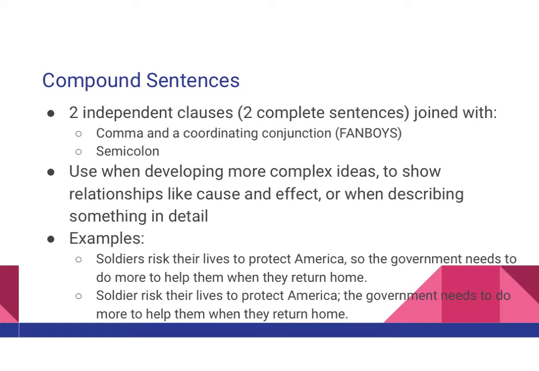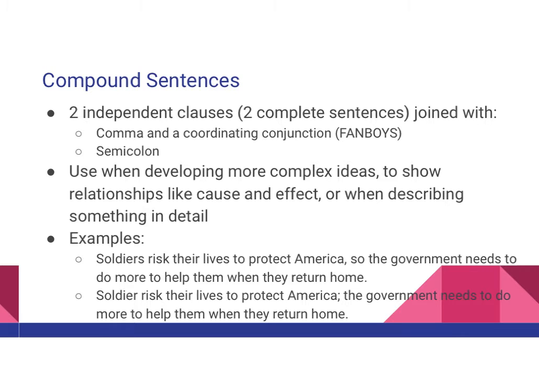So the next type is compound sentences. This is where you're going to have two independent clauses, and an independent clause is a complete sentence. So when you use this type of sentence, you have two ways to do it. You can use a comma and a coordinating conjunction. So your coordinating conjunctions are the fanboys: for, and, nor, but, or, yet, so. Or you can use a semicolon. So you want to use these sentences when you're developing more complex ideas or showing relationships like cause and effect, or when you're describing something in detail.